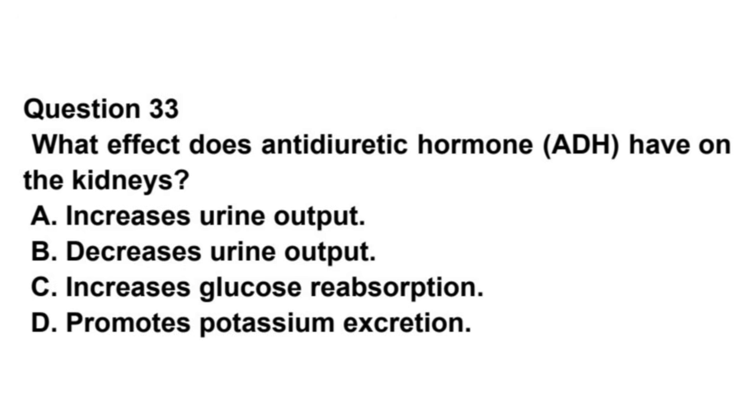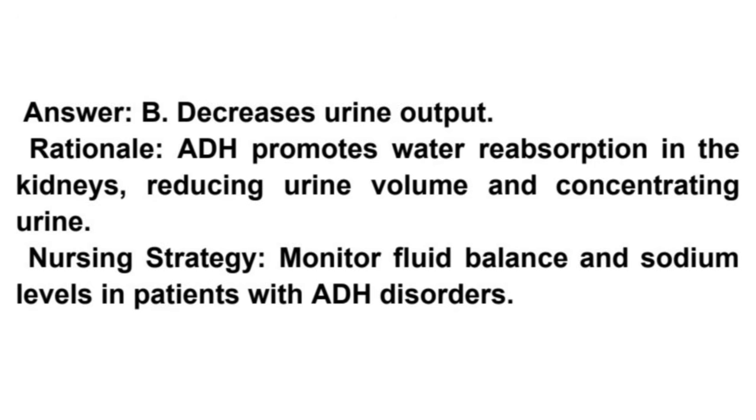Question 33. What effect does antidiuretic hormone, or ADH, have on the kidneys? A. Increases urine output. B. Decreases urine output. C. Increases glucose reabsorption. D. Promotes potassium excretion. Answer: B. Decreases urine output. The rationale: ADH promotes water reabsorption in the kidneys, reducing urine volume and concentrating urine. Nursing strategy: monitor fluid balance and sodium levels in patients with ADH disorders.